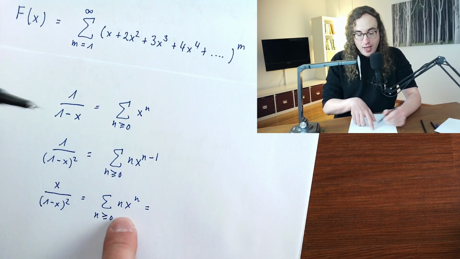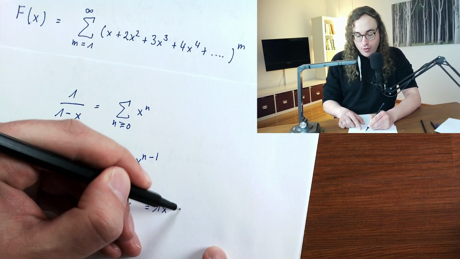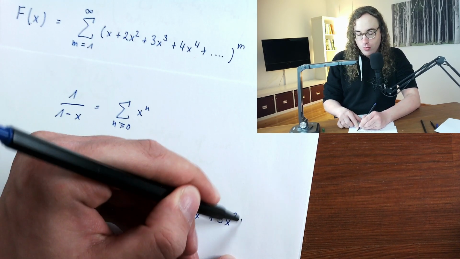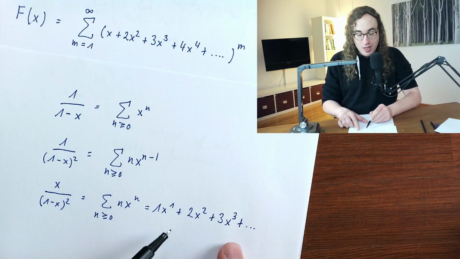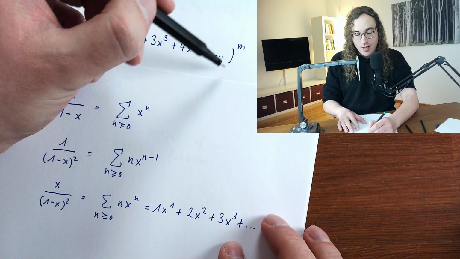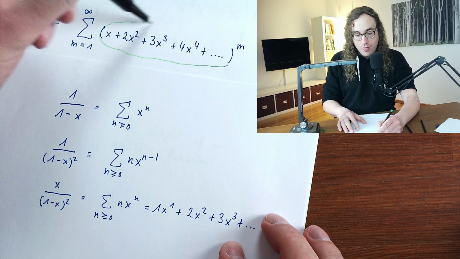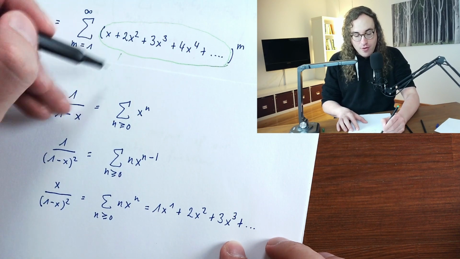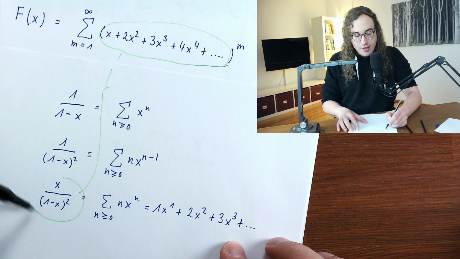And then I really get 1 times x to the first, 2 times x to the second, 3 times x cubed, and so on, which is really precisely the expression we had up here. So this term up here inside of this bracket is actually the same thing as this function down here.